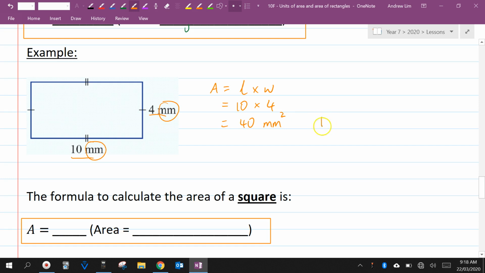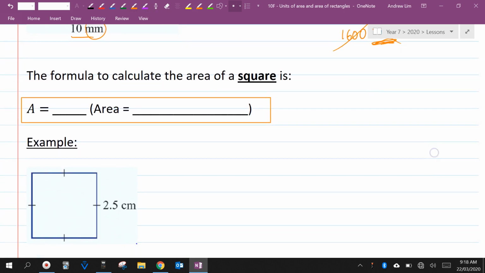Okay, do not write 40 squared millimeters. That is incorrect. 40 squared is 1600, and that's a length. That's not an area. Okay, because it's not millimeters. It's not square millimeters, it's just millimeters.